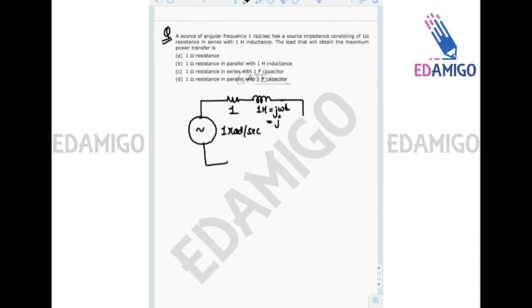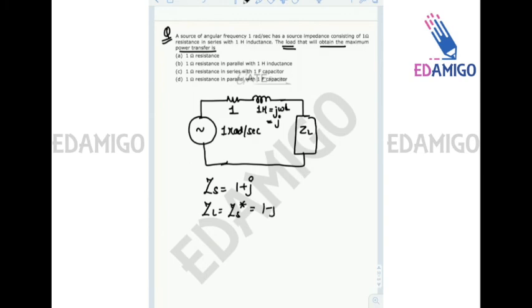Now the load that will obtain the maximum power transfer, so we have to find the value of ZL for maximum power transfer. We can say that the source impedance is 1 plus j. For maximum power transfer, ZL is equal to ZS conjugate, that is 1 minus j. We have already seen this in the previous part, so if you have not gone through it, please go through that video. So ZL equals 1 minus j.